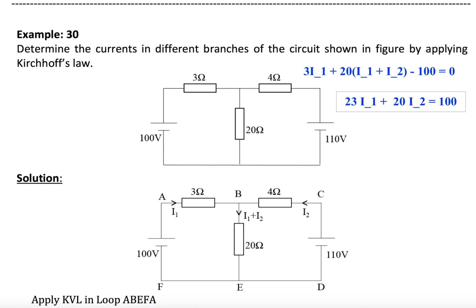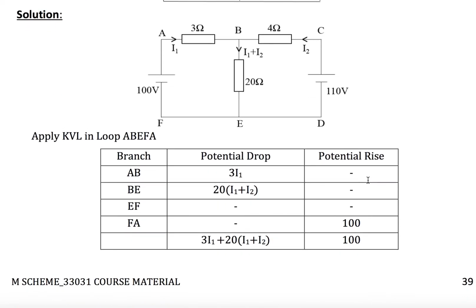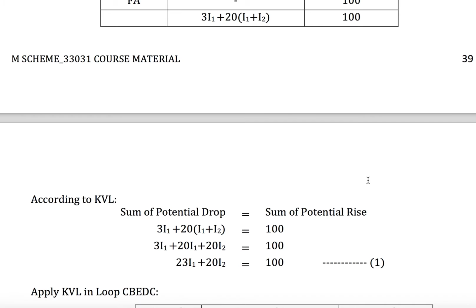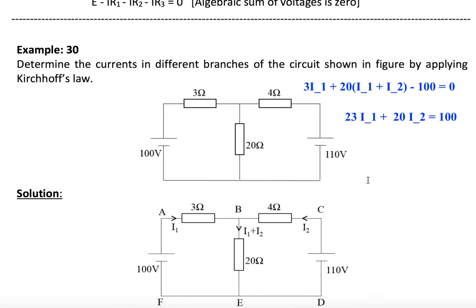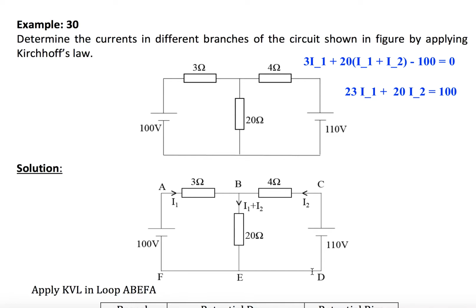What about equation 2? Again apply a loop, in which loop? C, B, E, D, C. Current is flowing in the same direction as we are traversing, so this is positive, 4 into I2.